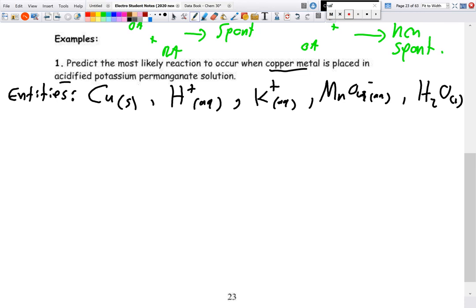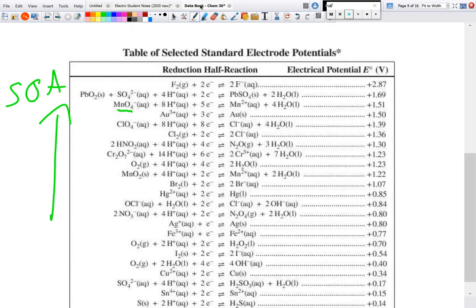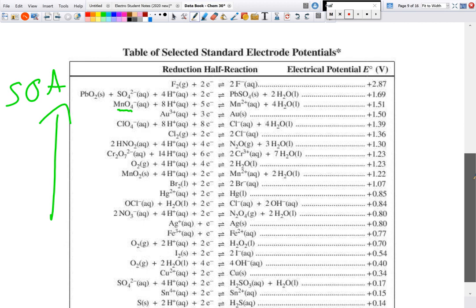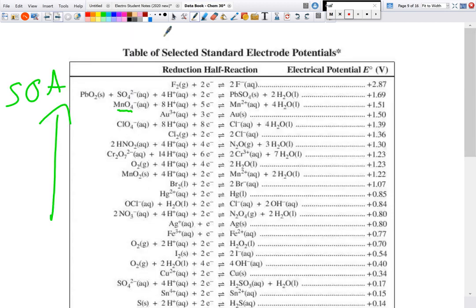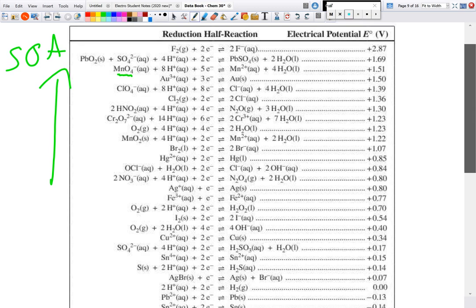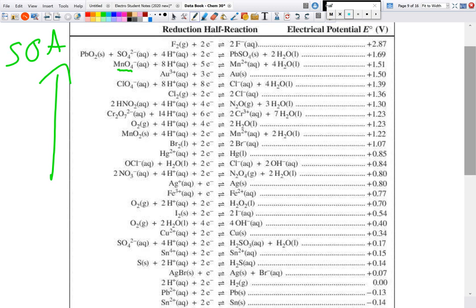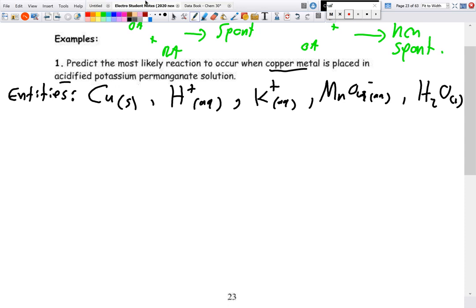Now we are going to have to classify them as oxidizing agent and reducing agent as well. That means you're going to have to go to your data booklet and try to find those entities as they show up. For example, our first thing was copper, so we need to find where copper solid is. We could use our general rule that copper is a metal. Metals generally lose electrons, so they're good reducing agents, or you can find copper right here as a reducing agent. So we know copper is a reducing agent.